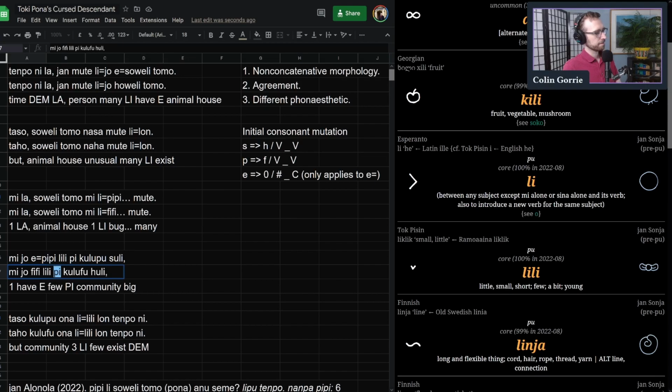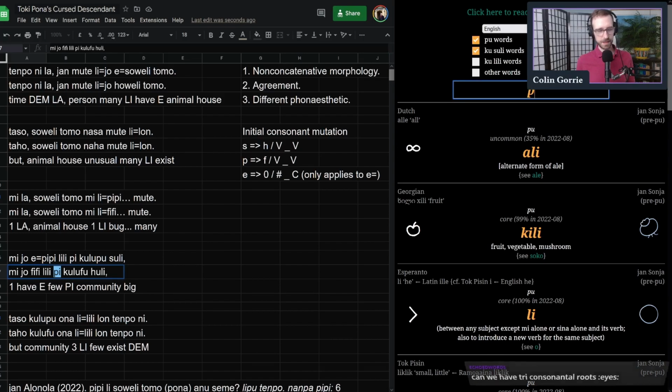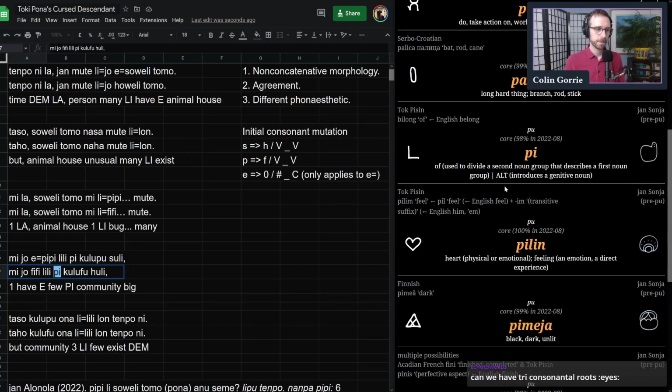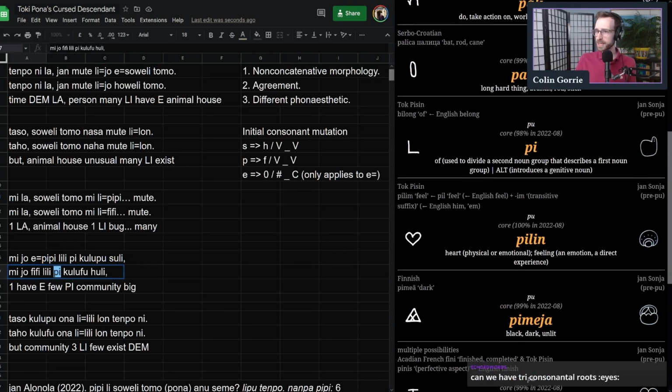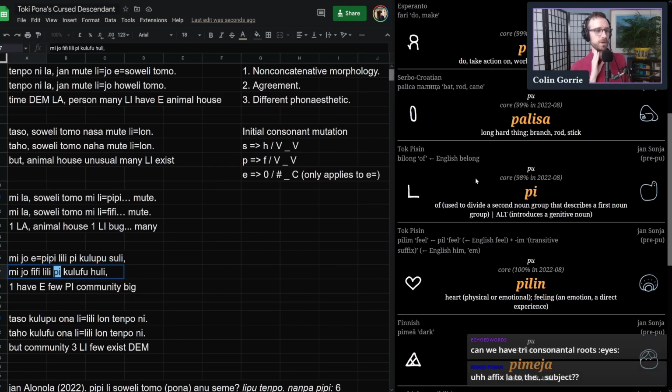Specifically this P. And let's look up, for those of us who are rusty, what this P means in this dictionary. This says, let's use it to divide a second noun group that describes a first noun group. So some sort of a genitive marker, or some kind of something like that anyway. Okay, so P.